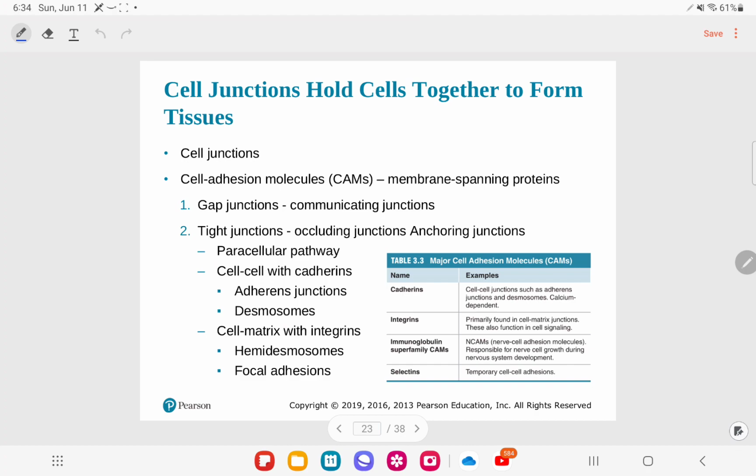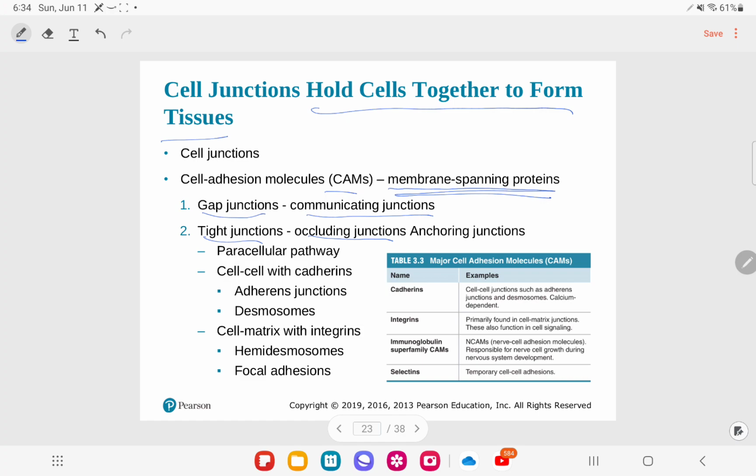Cell junctions, right? These are going to hold cells together to form tissues, right? So we have these cell adhesion molecules. These are membrane-spanning proteins, right? Such as the gap junctions, right? These are communication junctions. And we have tight junctions. These are occluding junctions. And there are also anchoring junctions, right?